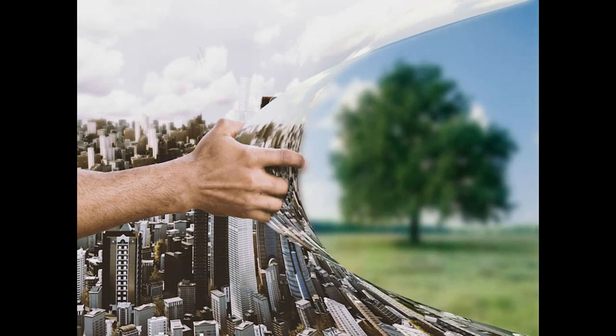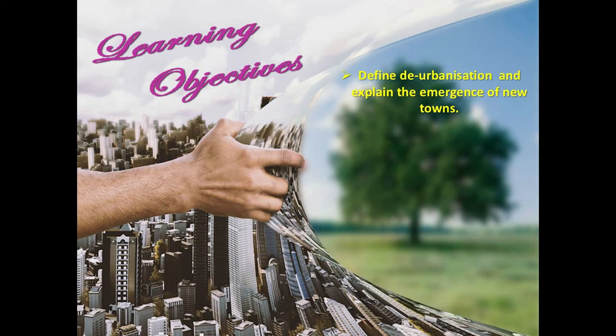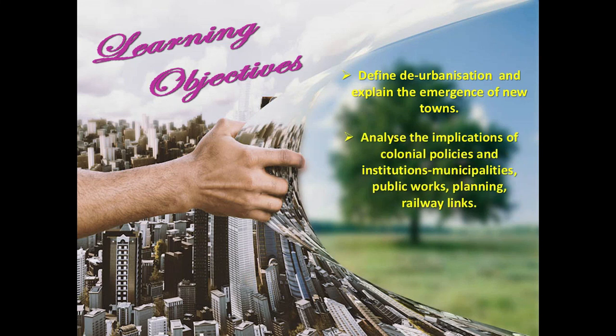Before we go to the topic, what are the learning objectives? We are going to learn from this chapter, children, to define de-urbanization and explain the emergence of new towns, analyze the implications of colonial policies and institutions, municipalities, public works, planning, and railway links, and outline the nature of urban development in India in the 19th and 20th century. So let's start the topic.